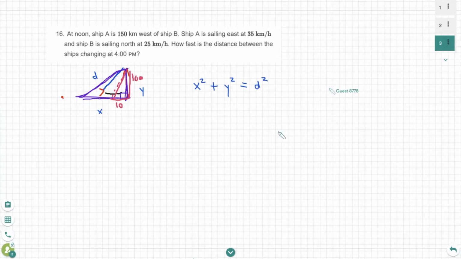All right, so now we have the equation. What's next? We have to differentiate this equation. So 2x times dx/dt plus 2y times dy/dt equals 2D times dD/dt.